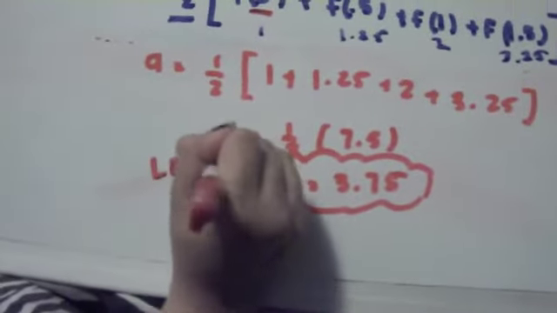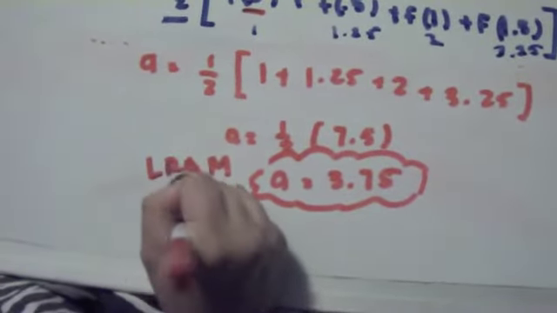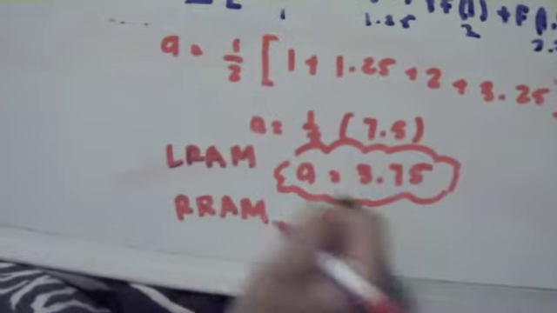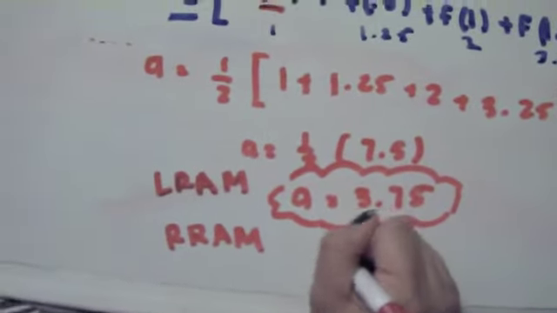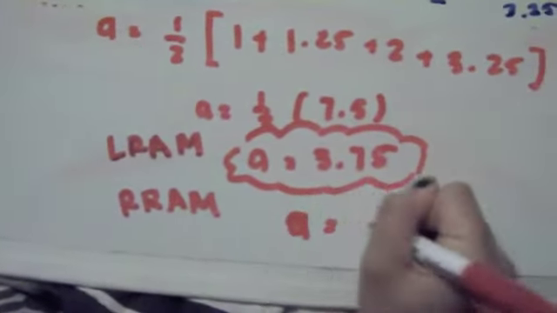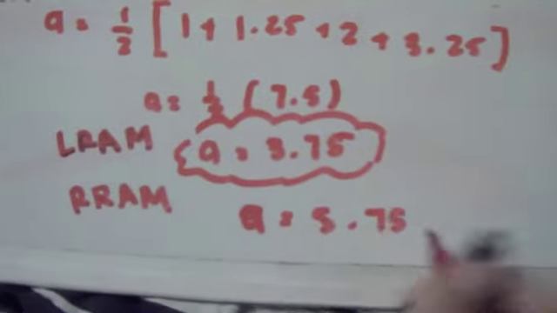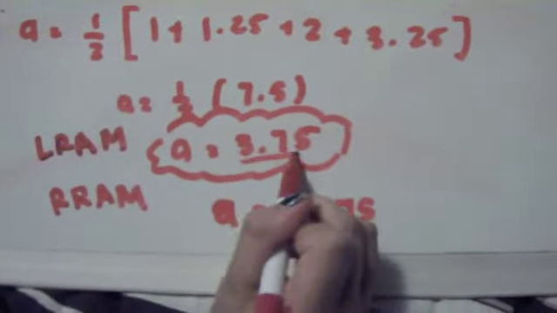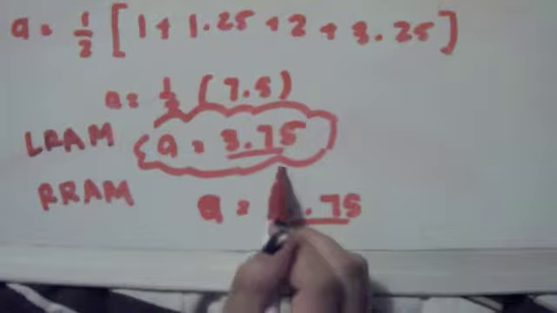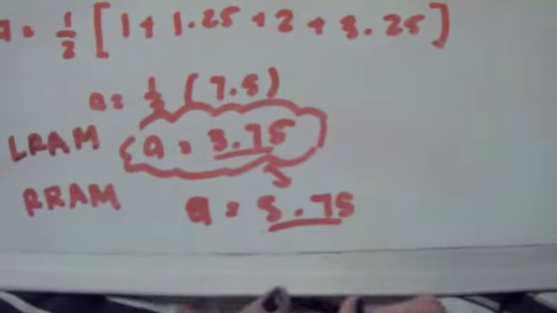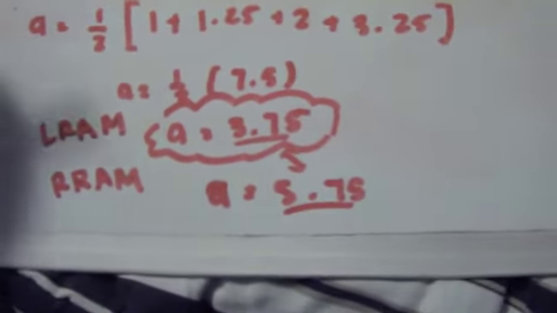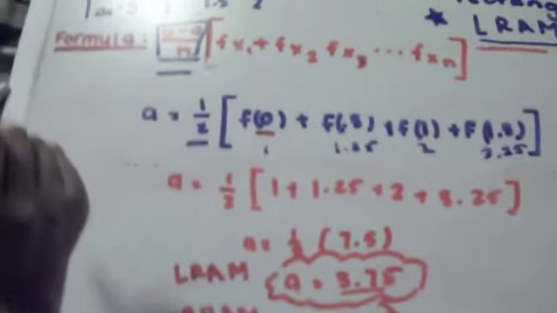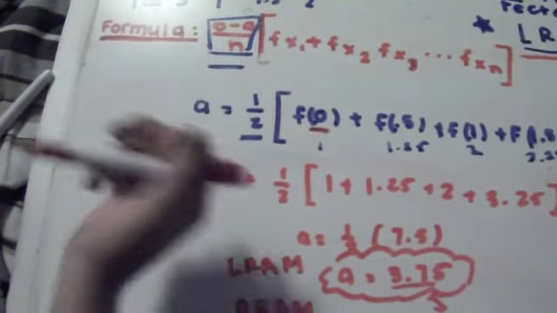You could tell, other than looking at the graph, because this is LRAM. And if you remember earlier, the RRAM answer was area equals 5.75, and that was over, and this is under. So the actual area is going to be between these 2 points. We don't know yet, and we can't find out using rectangles, but later on we'll find out using integrals.